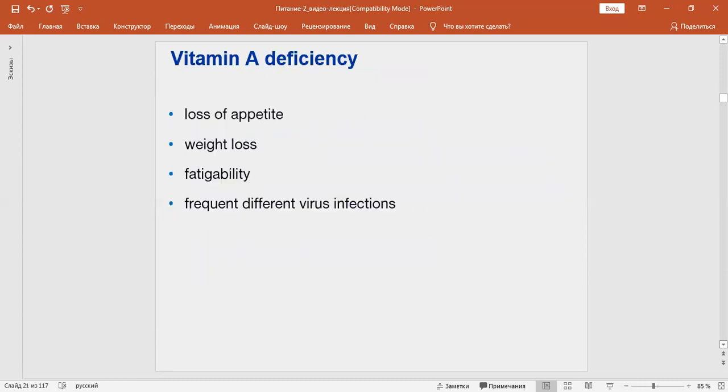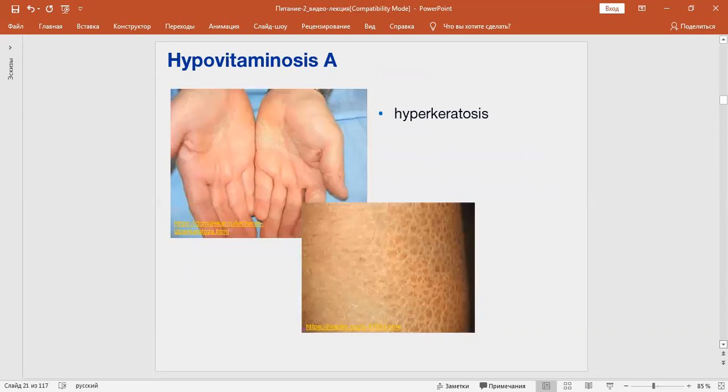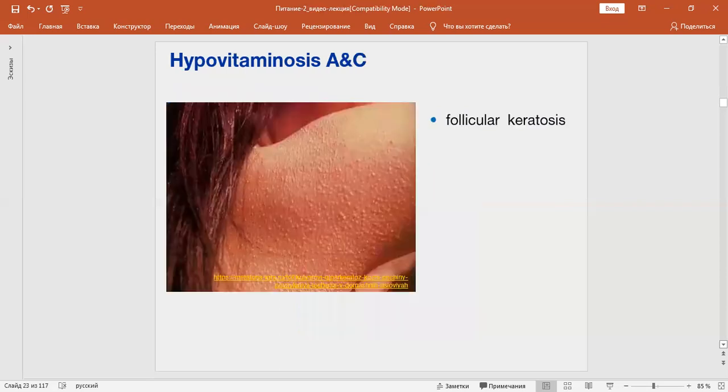The common symptoms of vitamin A deficiency are loss of appetite and, as a result, weight loss, fatigue, frequent viral infections. There are some skin problems due to retinol deficiency. For example, hyperkeratosis. It means abnormal thickening of the keratin layer of the epidermis. It may be follicular hyperkeratosis resulting from vitamin A and C deficiency. It resembles goose flesh, but cannot be distinguished from it because the bumps do not disappear when the skin is rubbed.